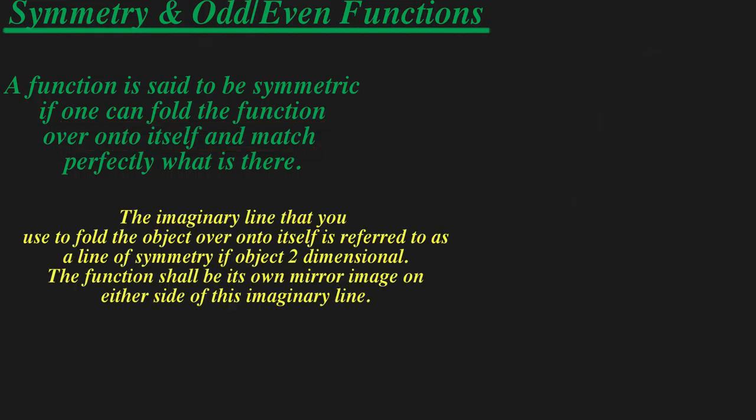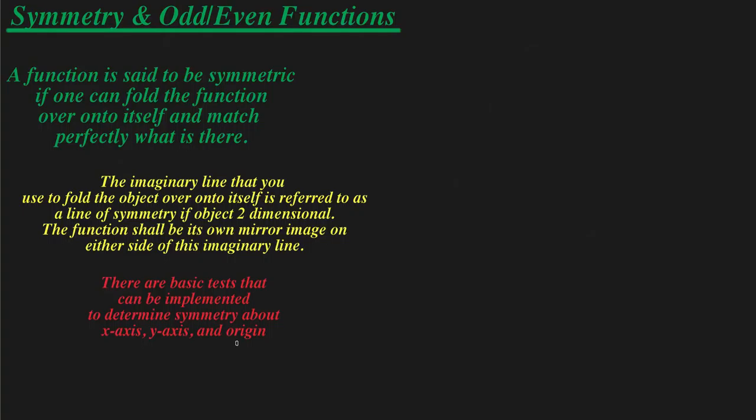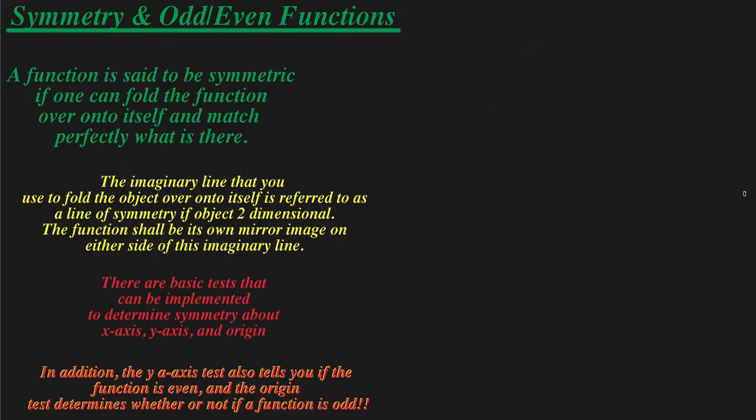So that means that somewhere in the function there's an imaginary line that we will refer to as the line of symmetry if it's two-dimensional. If it's three-dimensional, there's usually a plane of symmetry. But here we're not going to deal with that in algebra or pre-cal. Then if it has this line of symmetry, it will be symmetric. So there are some basic tests that we can do to determine if something is symmetric about the x, y, or origin.